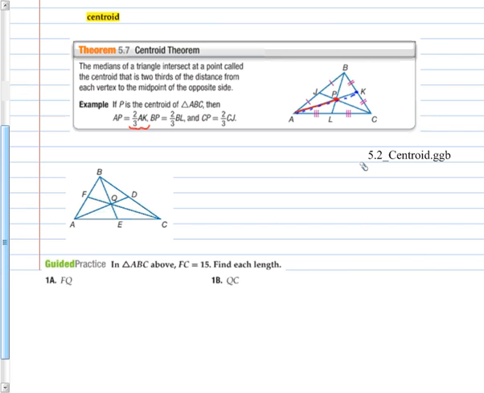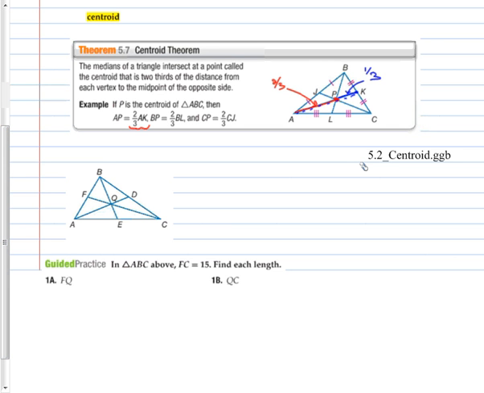It's 2/3, and that's true for any of those medians. If I measure C to P, it's 2/3 of the way from C to J. BP is 2/3 of the way from B to L. So if this segment is 2/3 of the total distance, what do you think this segment is of the total distance? 1/3. Very good. Hopefully that is obvious. Might come in useful to us in the future. So that is called the centroid.